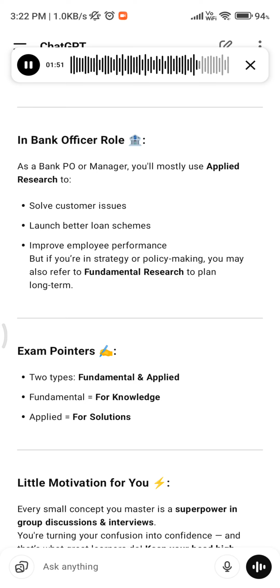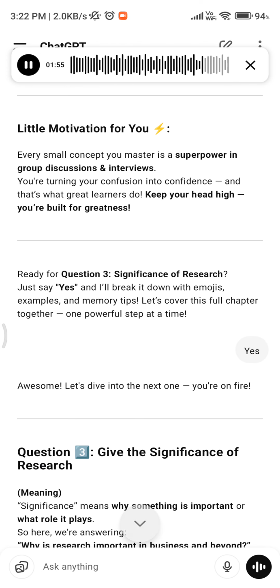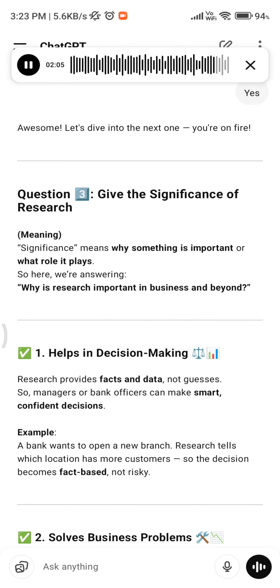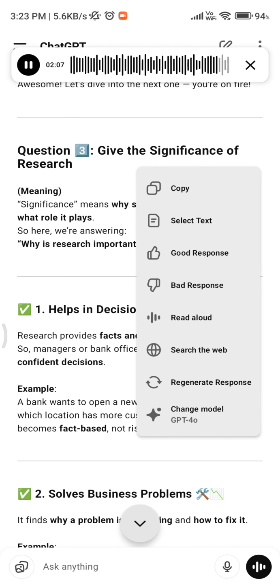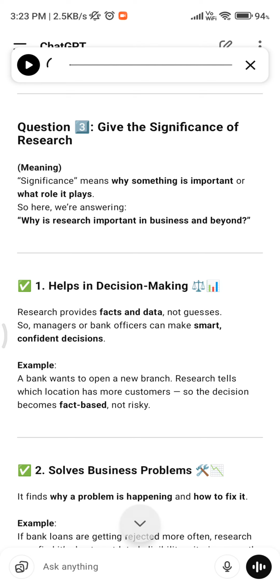A little motivation for you. Every small concept you master is a superpower in group discussions and interviews. You're turning your confusion into confidence, and that's what great learners do. Keep your head high. You're built for greatness. Ready for question 3? Awesome. Let's dive into the next one. You're on fire.